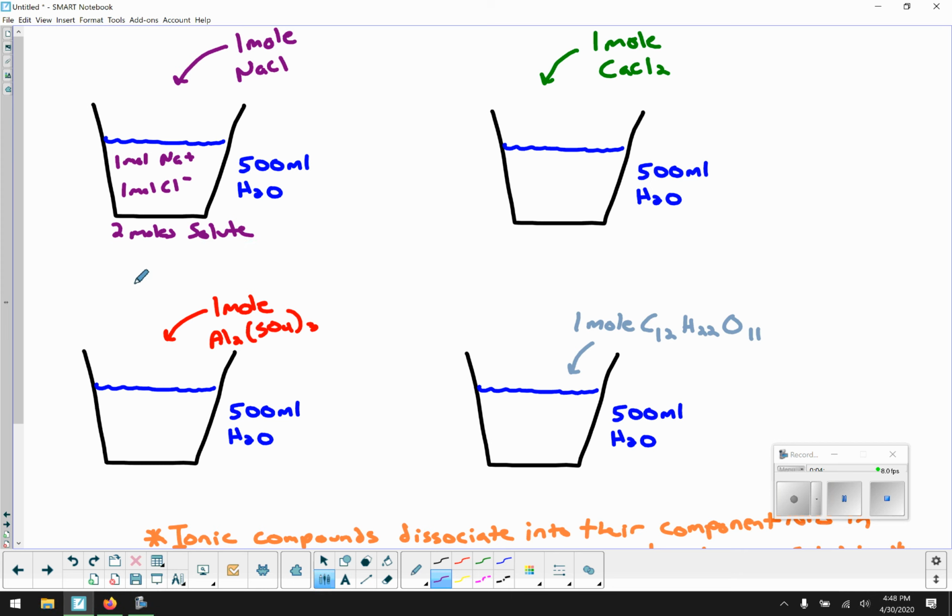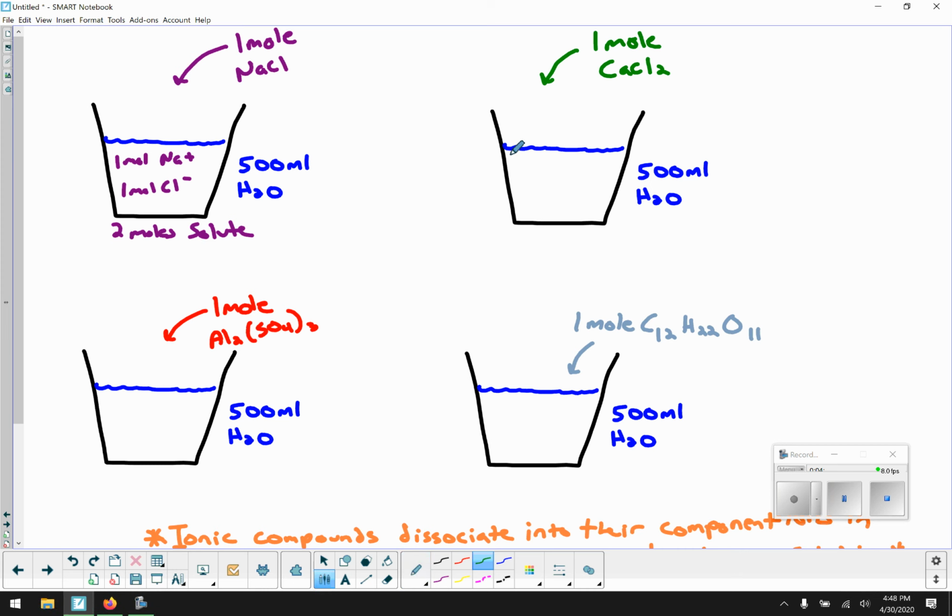Solute particles, if you want to think about it that way. So because it dissociates, 1 mole of NaCl will, in fact, dissolve and create 2 moles of solute particles. We look at CaCl2, calcium chloride, metal plus a nonmetal, that's another ionic compound. It's going to dissociate into its component ions, but it's made of 3 component ions, right?